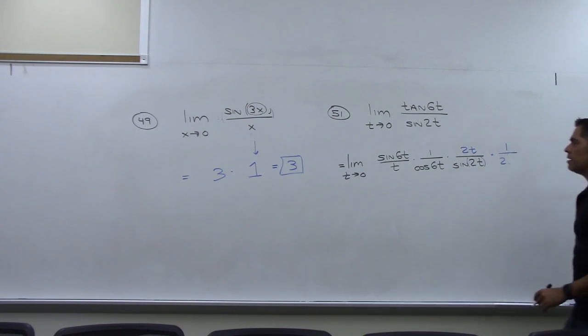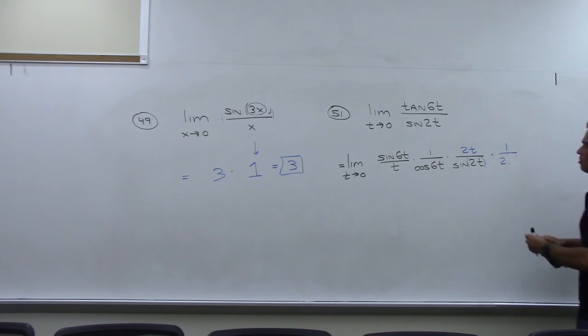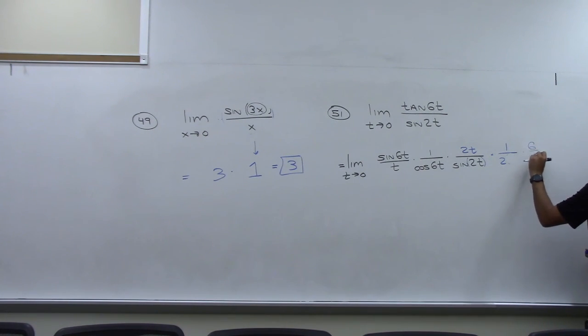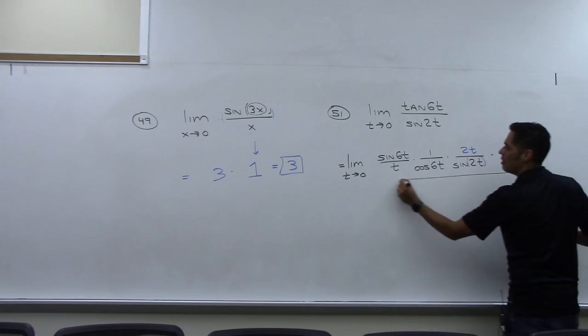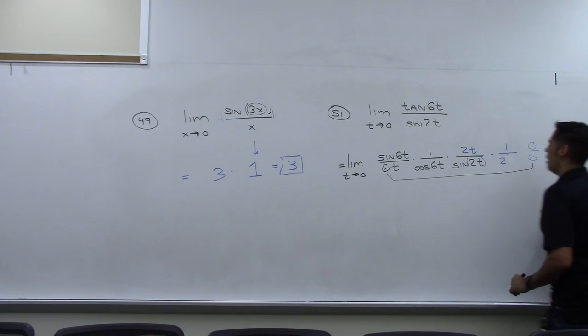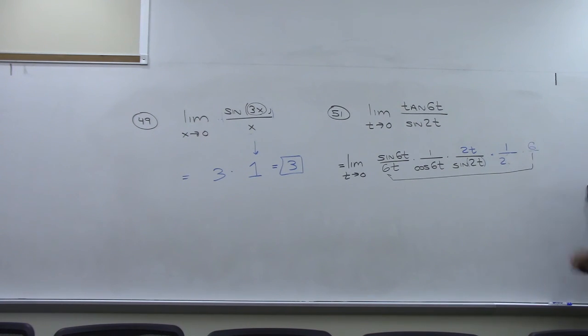And now the only thing you're missing is a 6. So I introduce a 6 on the top and the bottom. And then I slide this 6 down and I put it right here. And that's really just going to become a 1 now. And now everything should work.